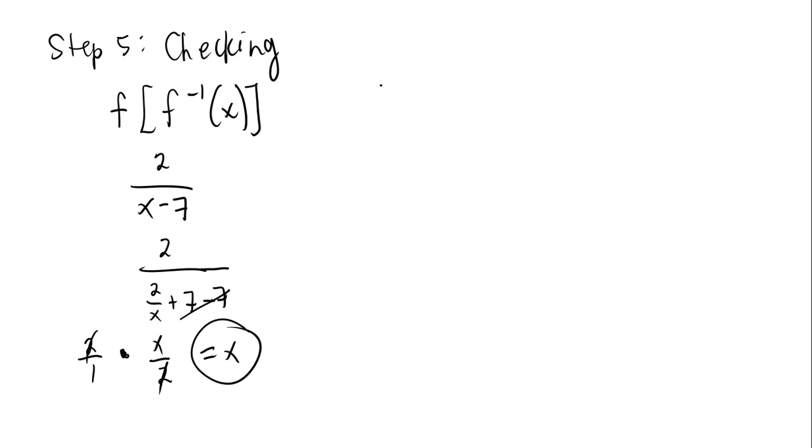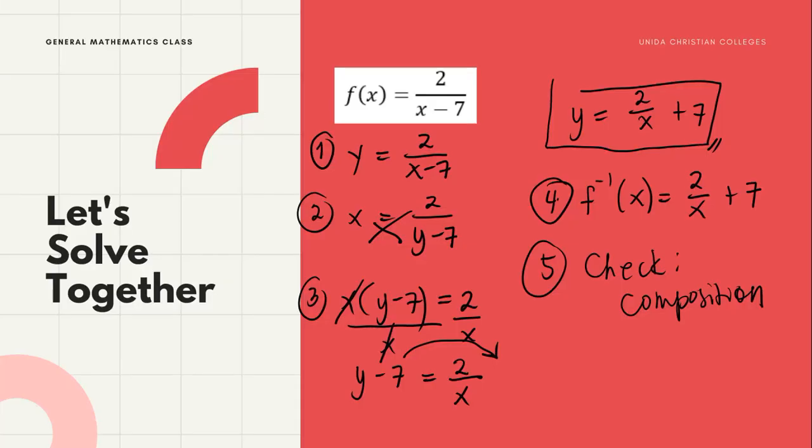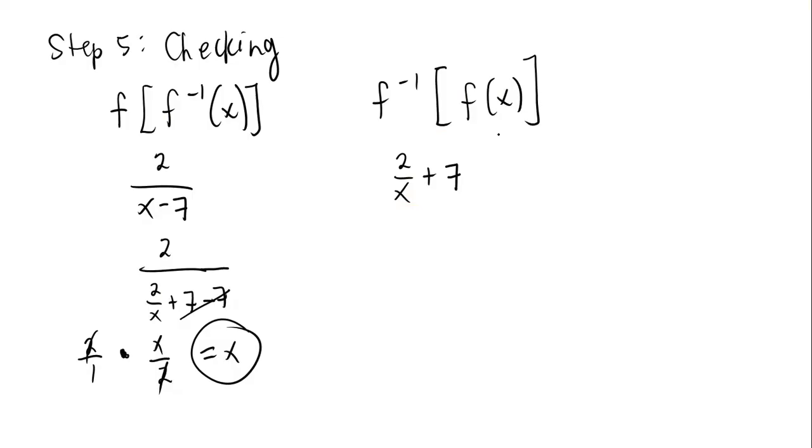Okay? Next second, we have f of inverse of x of f of x. Okay? So, kunin natin yung inverse natin. Anong inverse natin? We have 2 over x plus 7. Yan yung nakuha nating inverse. Okay? So, yung x na nasa ilalim ng 2, papalitan mo ngayon ng f. Okay? So, we have 2 over, ano yung f naman natin? 2 over x minus 7.